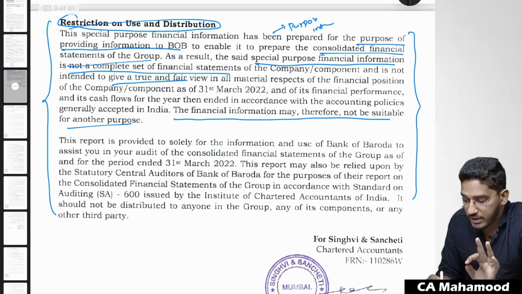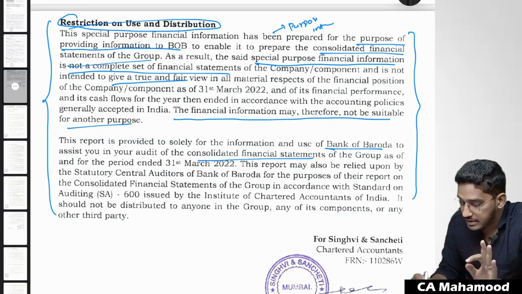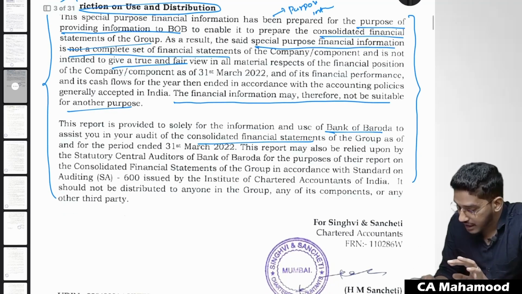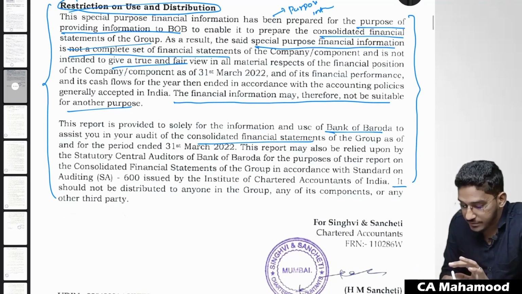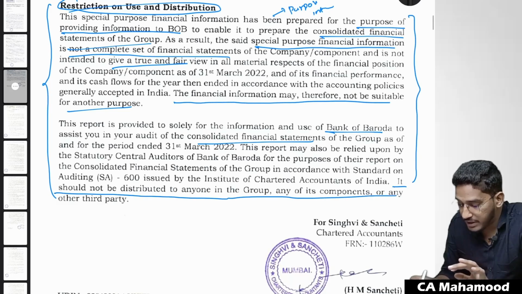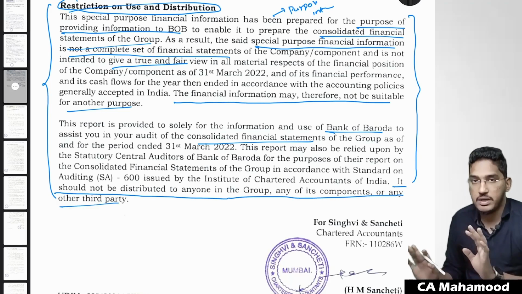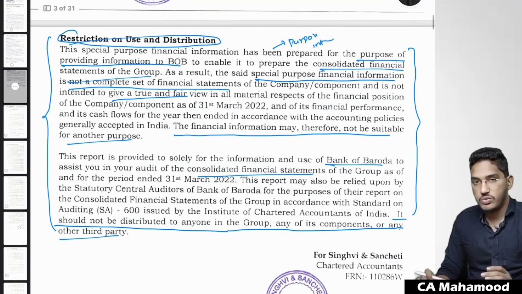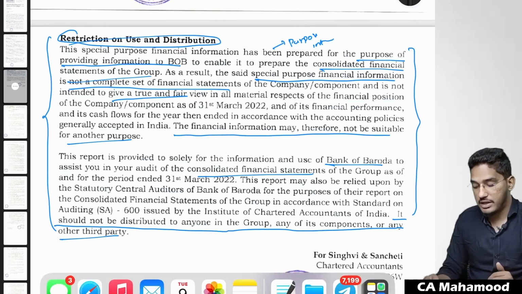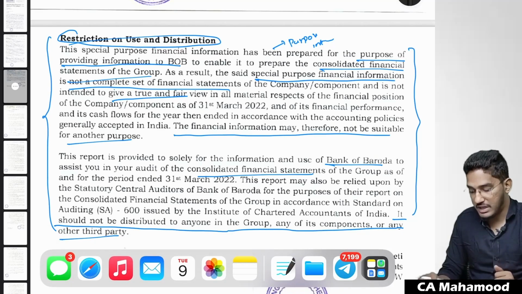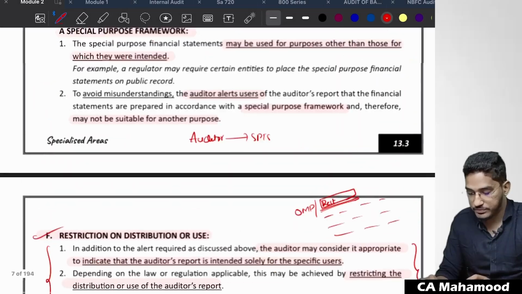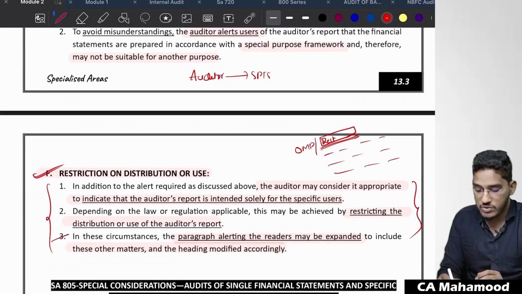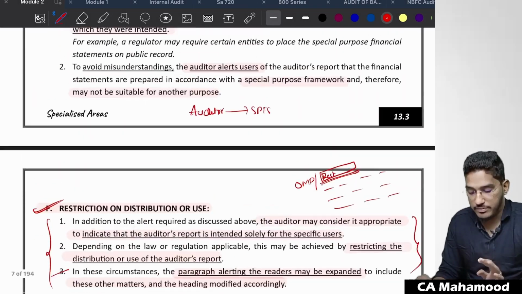This report is provided solely for the information and use of Bank of Baroda to assist you in your audit of the consolidated financial statements. This report may also be relied upon by the statutory central auditors of the Bank of Baroda, and it should not be distributed. See this line: it should not be distributed to anyone in the group, any of its components, or any other third party. So like this, in order to prevent anyone other than the intended users from using it, you can take these kinds of actions. That is what has been given in this paragraph also.